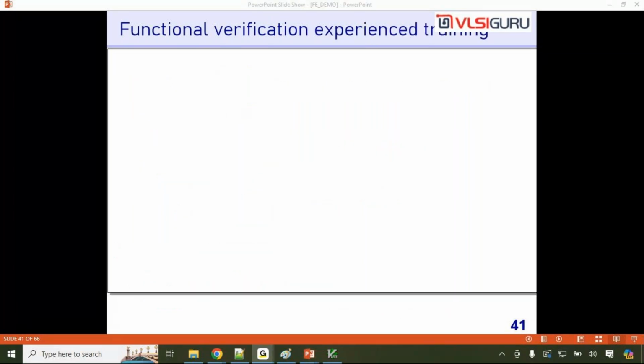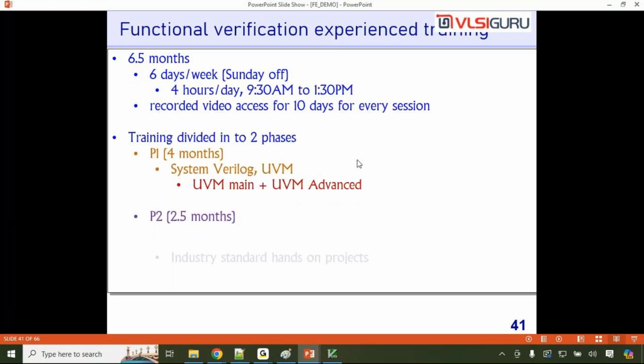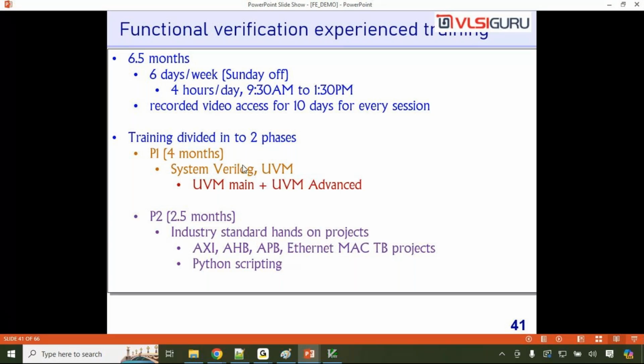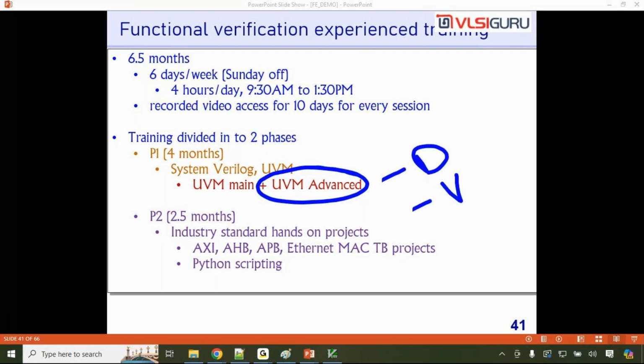Now, talking about functional verification training for experienced engineers. It is for 6.5 months. As I told you, Verilog and SystemVerilog won't be there. It directly starts off with what? SystemVerilog and UVM. UVM will have both main and advanced. Phase 2 will be 2.5 months, where we do the same projects we did for the freshers. So what is the difference? As I said earlier, this is additional: no digital, no Verilog. This is the experienced course.